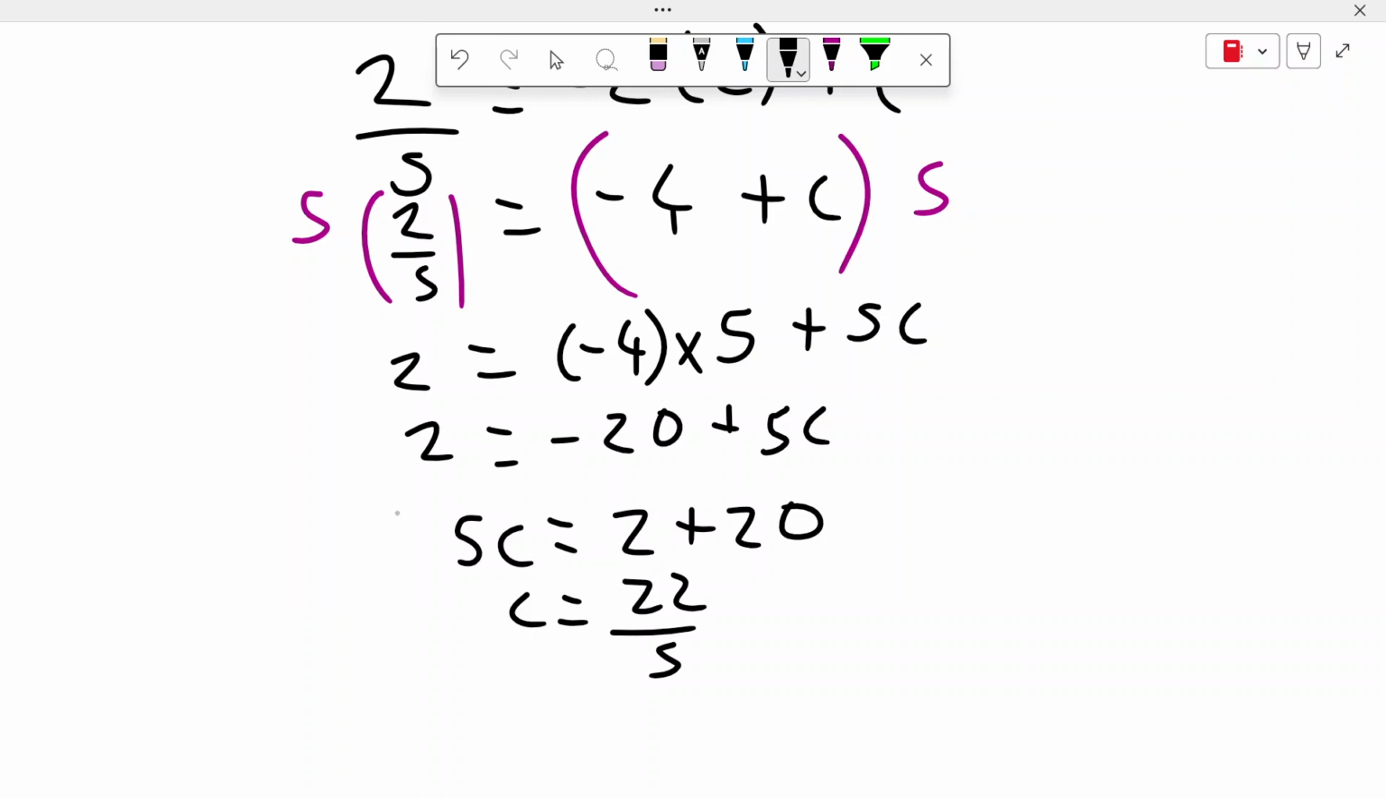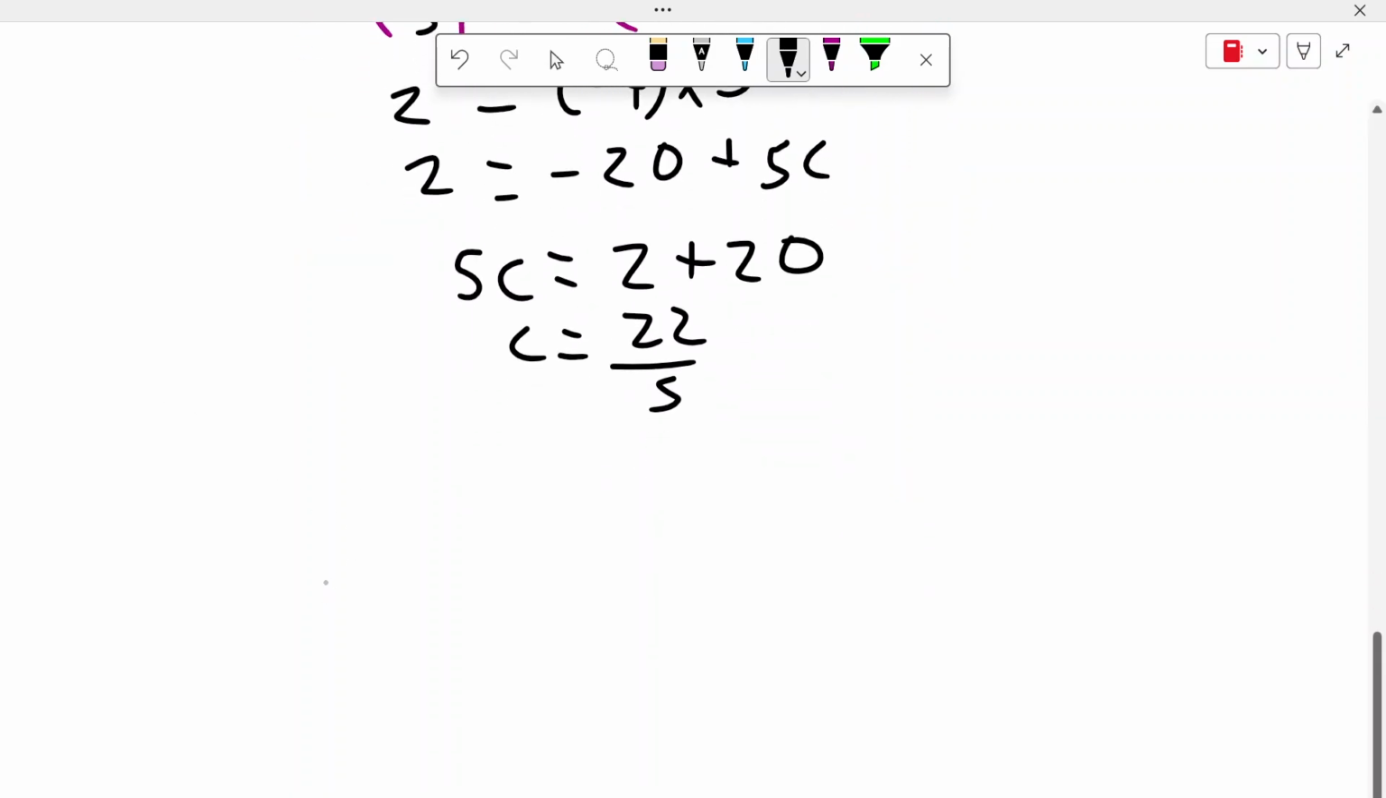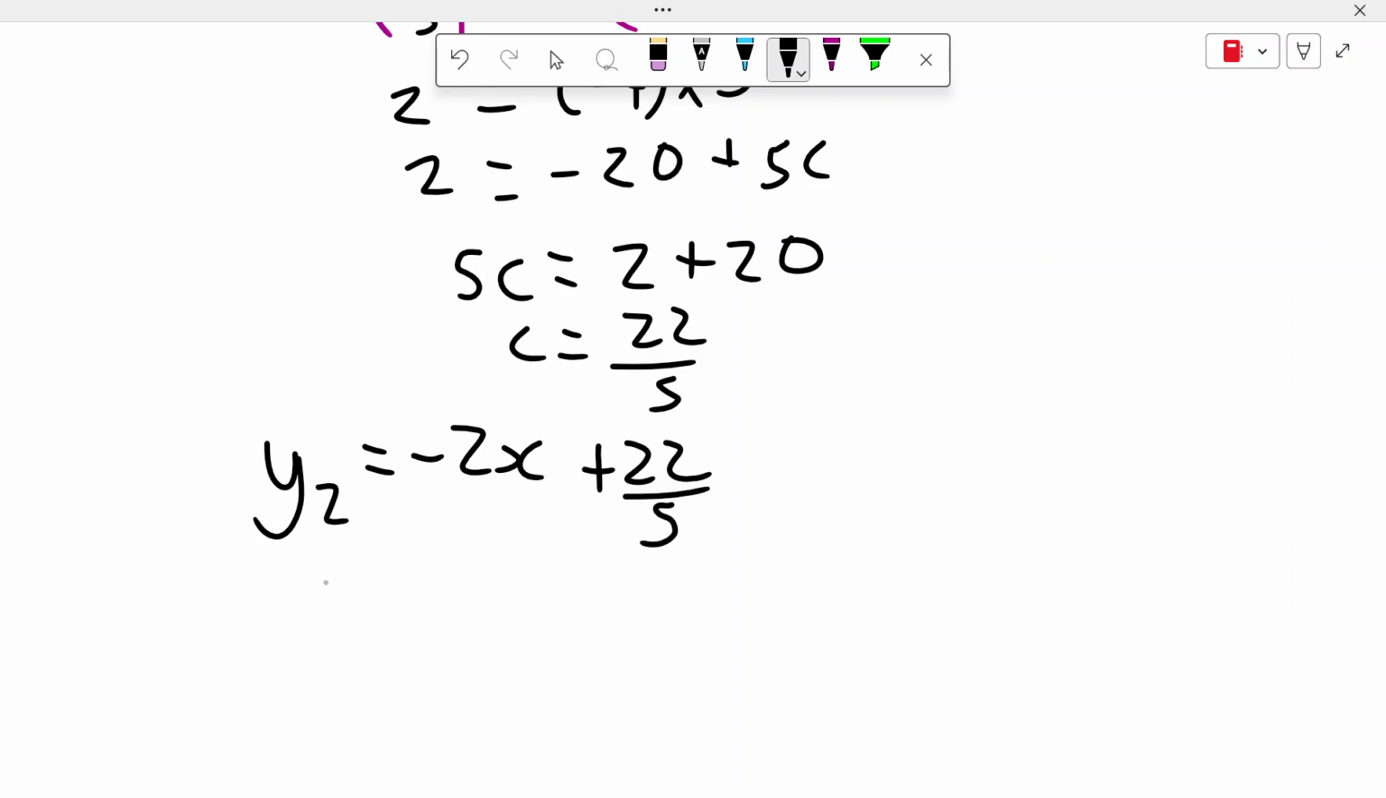So our final equation, a lot of working out I know, our final equation is that we can say that y2 is equal to 2x plus 22 divided by 5. And that is our final equation.